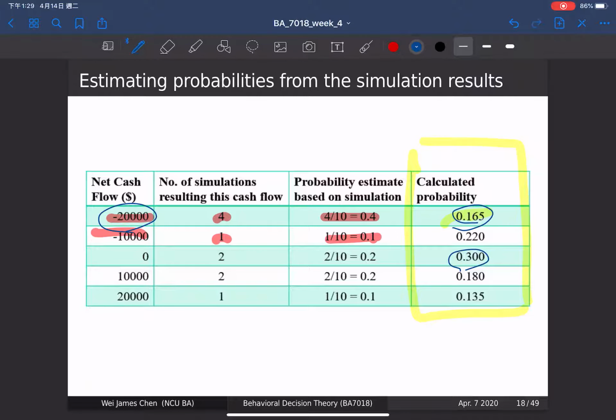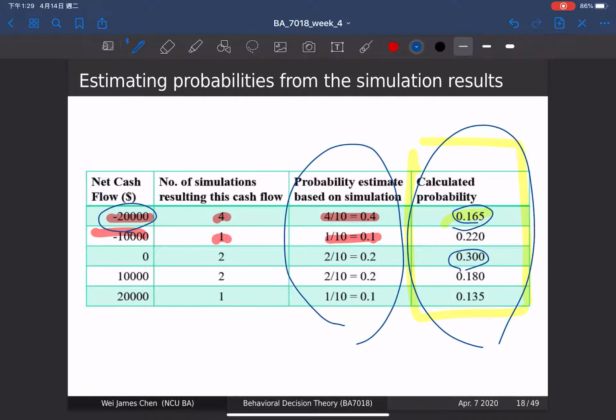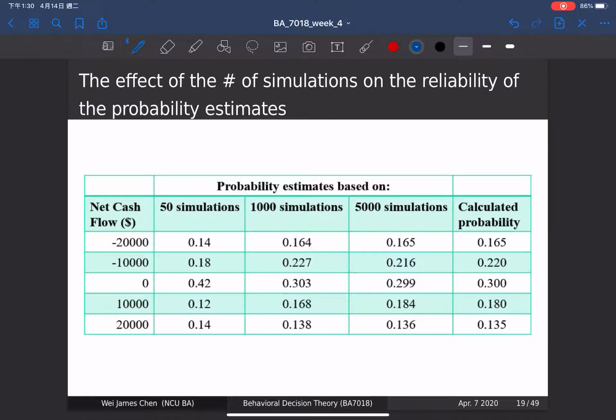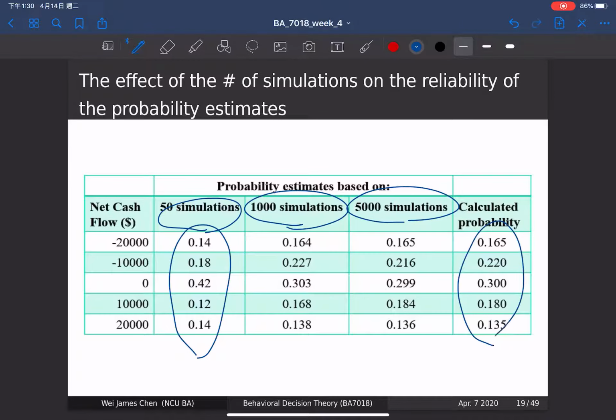So now we know the probability, this is estimated based on the simulation. This is what we get from math, okay? So this is 10 times. How about we do it 50 times, 1,000 times, 5,000 times? You can see as we increase the number of simulations to 50 times, the simulated number is much closer to the calculated probability now.